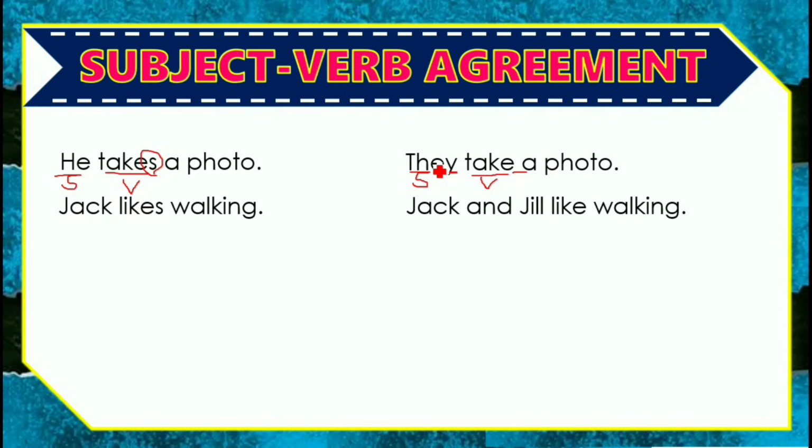Another example is Jack likes walking. Jack is our subject, and likes is our verb. Again, there is an s because Jack is singular. Jack and Jill like walking. Our subject is Jack and Jill. So you have two. It's a compound subject. Like is our verb. So again, no s.